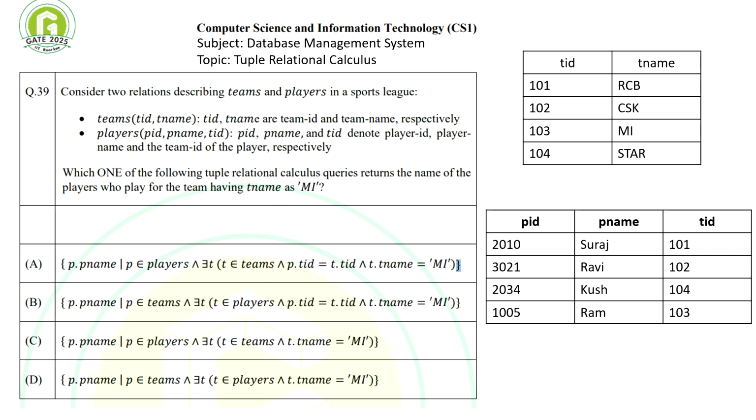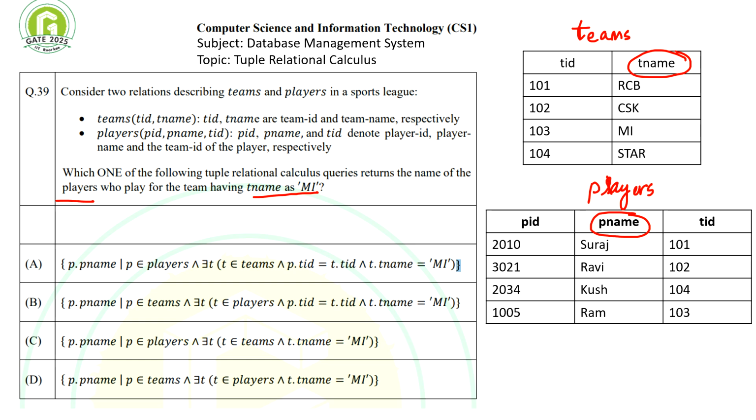For our convenience, let's look at these snapshots of the relations. This is players. Okay, so we want to return the name of the player. Player name is available in the relation players, having team name as MI. Team name is present in the relation teams. So from here it should be clear that you need to perform a join operation.